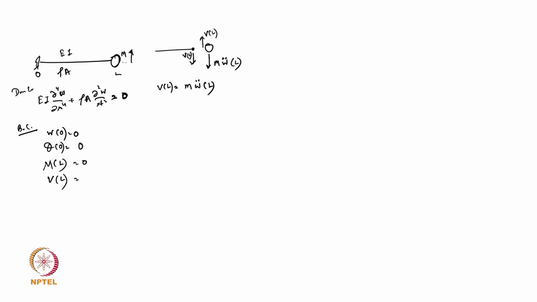So this is now my boundary condition. So I can say M W double dot A. Okay, please.